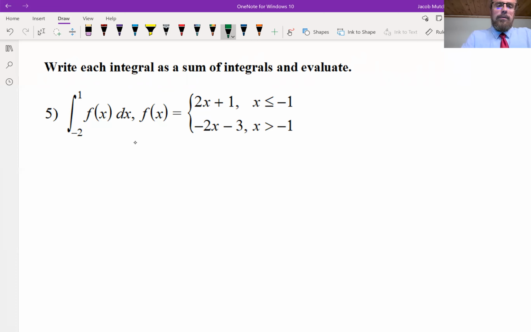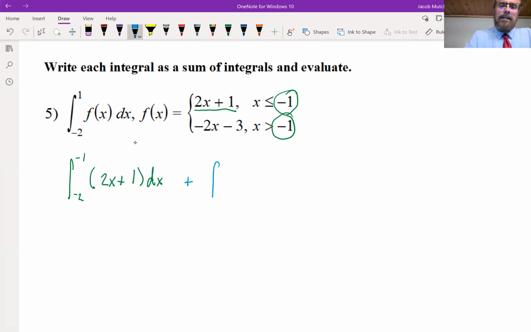So I'm going to use a similar strategy where I just split this integral into two and integrate each of these pieces separately. So we're going to start the integration at negative 2, but we're going to stop it at this cutoff point that's defined in the piecewise function as the trade-off from one part to the next. So that's at negative 1. And so when x is less than negative 1, the function is defined by 2x plus 1. So that's what I'm going to integrate from negative 2 to negative 1 dx. And then plus the integration will pick up at negative 1 and integrate to the upper limit of integration, positive 1. And that's going to be the second function. So when x is greater than negative 1, the piecewise function is defined by negative 2x minus 3.